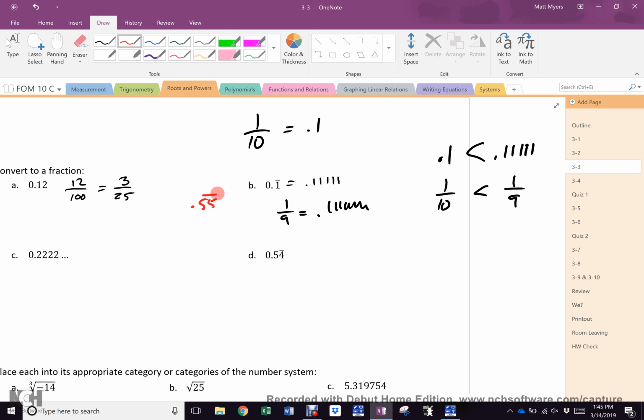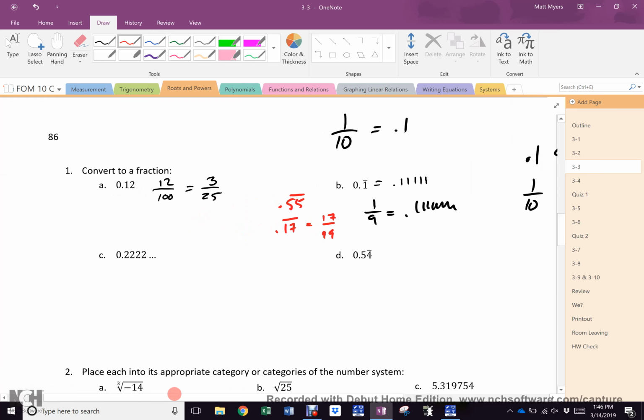Everybody cool? What would 17 repeating be? It would be 17 over what? 99. Because without the line, it would be 17 over 100, right? So with the line, it's 17 over 99. Everybody cool? All right. You're intelligent young people.